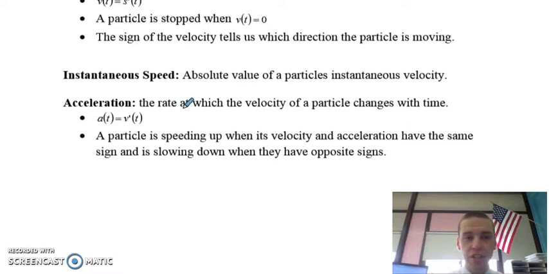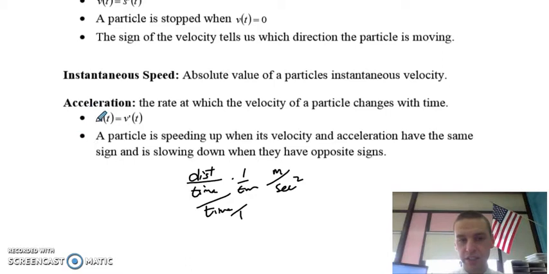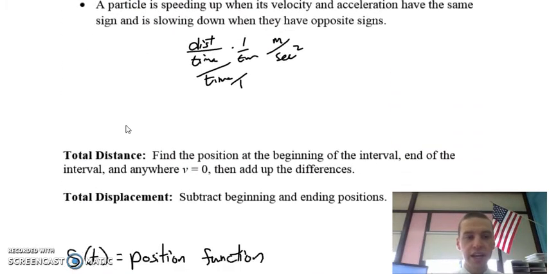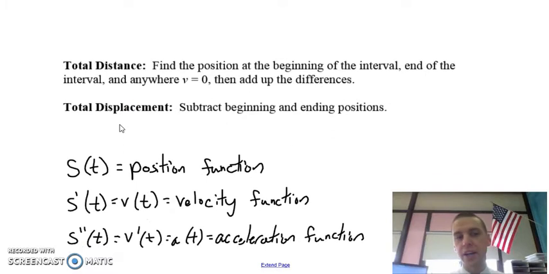And acceleration is the rate at which the velocity is changing. We're already at distance over time, and if you divide by time again, and if you remember acceleration is meters per second squared, well, this is where it comes from. If you multiply by 1 over time, you get distance over seconds squared, and that's where you're going to get acceleration. It's a derivative of the velocity.